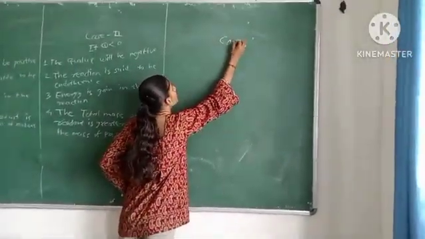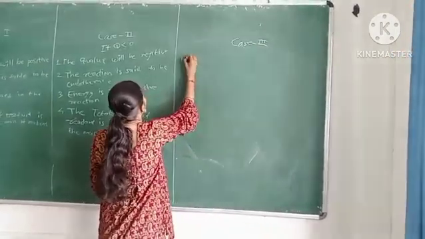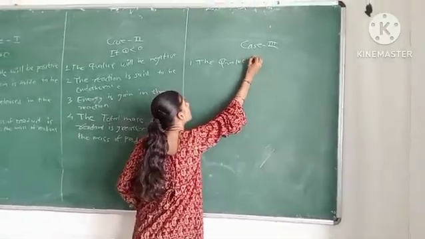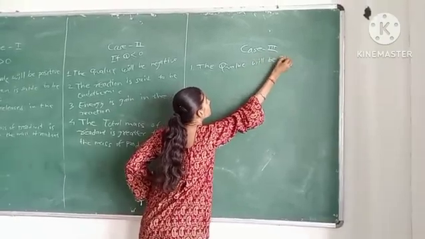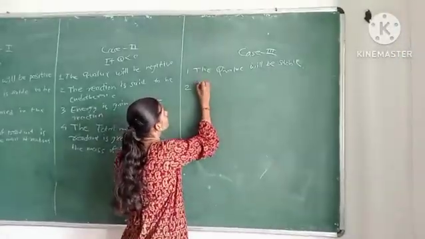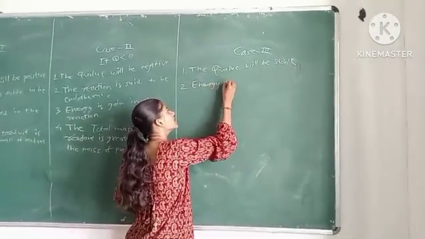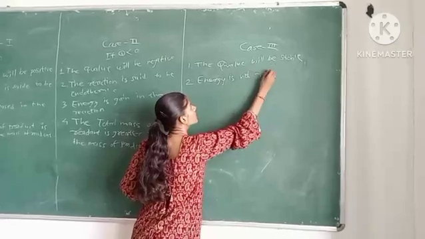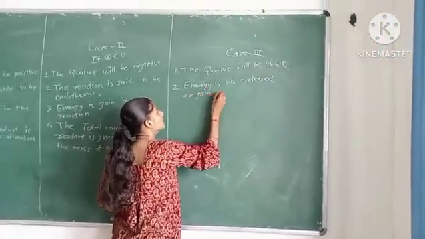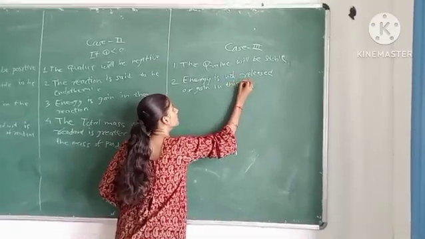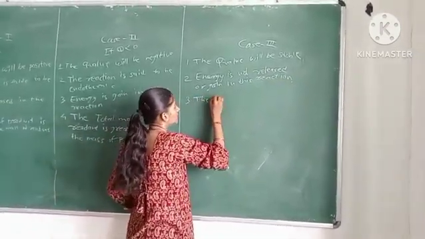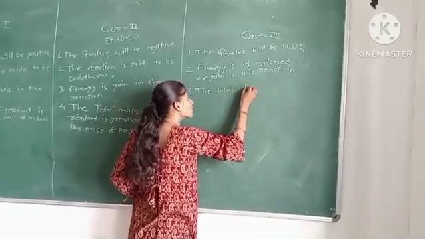In case 3, the Q value will be zero. In the third case, energy is not released or gained in this reaction. Third, the total mass of reactants equals the mass of products.